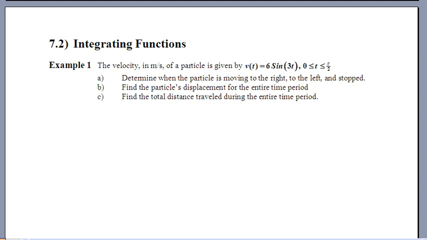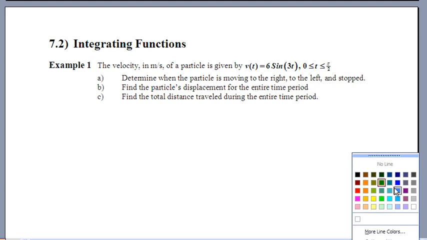It's a physics story. We've done questions like this before. Just kind of want to show you that it fits into the context of this chapter. It says the velocity in meters per second of a particle is given by this function here, 6 sine of 3t, and that's good all the way out to pi over 2, to 90 degrees. Part A says figure out when the particle is moving to the right, or when it's moving to the left, or when it's stopped. Okay, sure, yeah, we can do that.